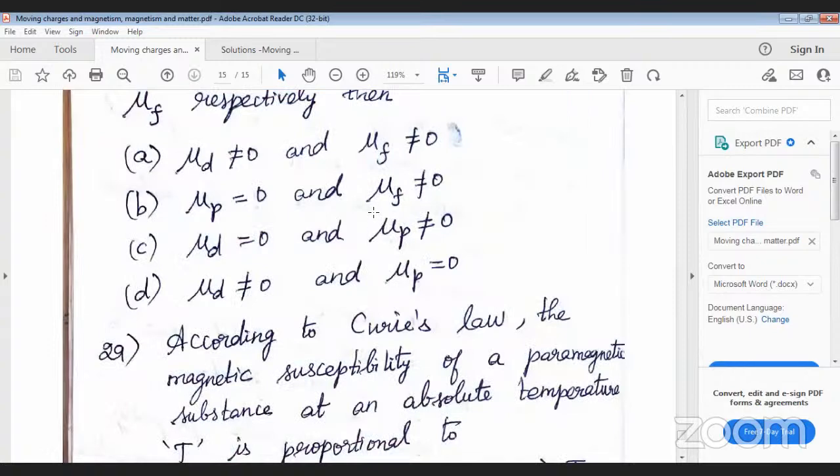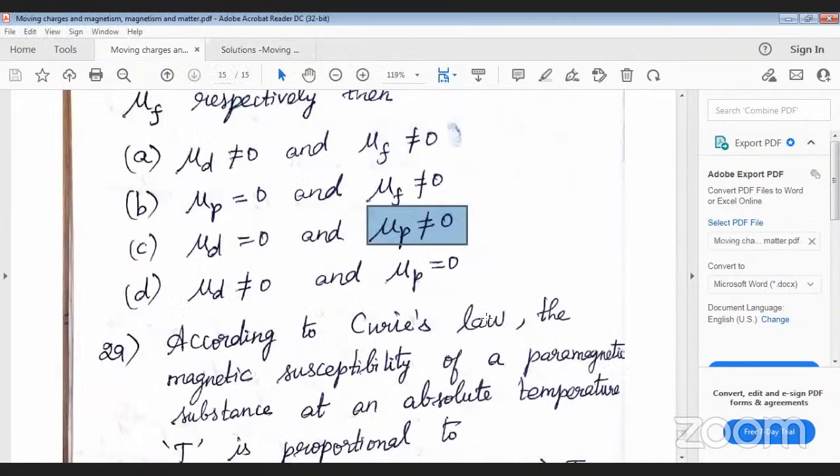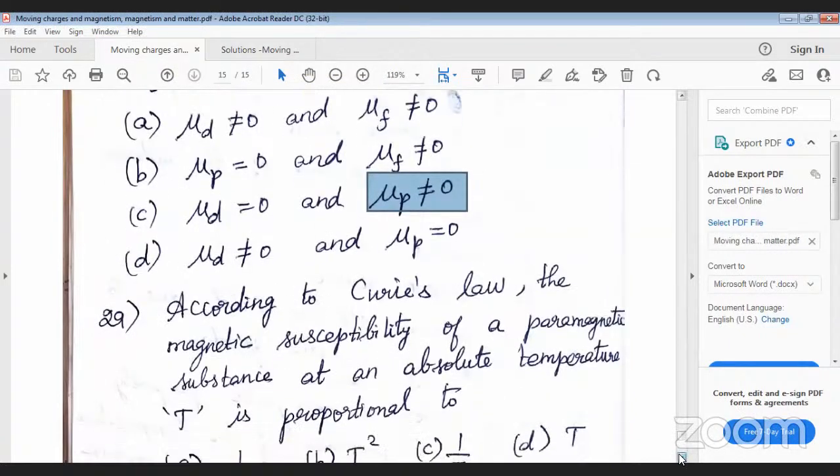And a paramagnetic material has its own dipole moment because it has unpaired electrons. The unpaired electron contributes to the magnetic moment, so it is non-zero. So mu d equal to 0 and mu p is not equal to 0. Option C. Then question number 29.